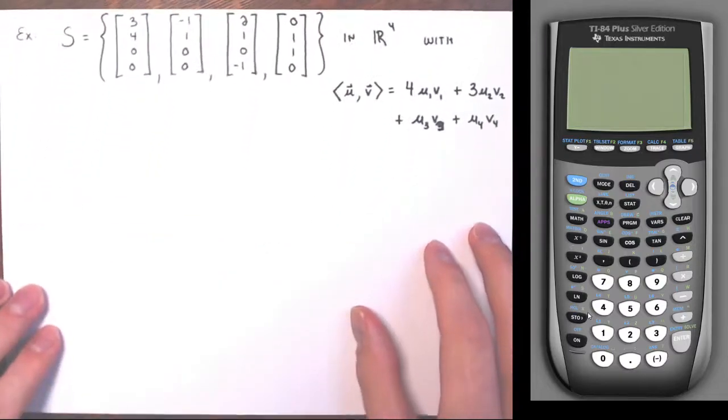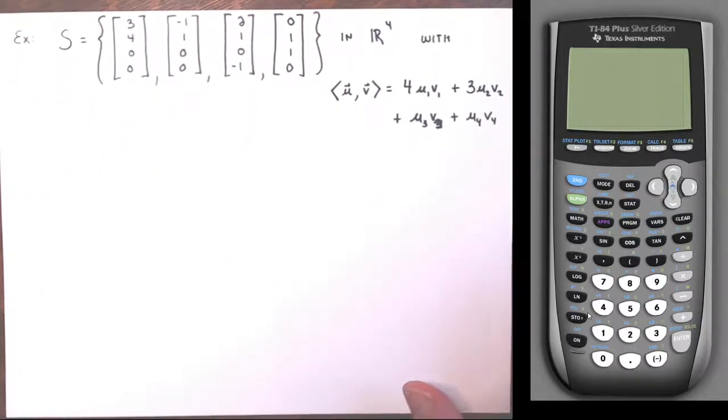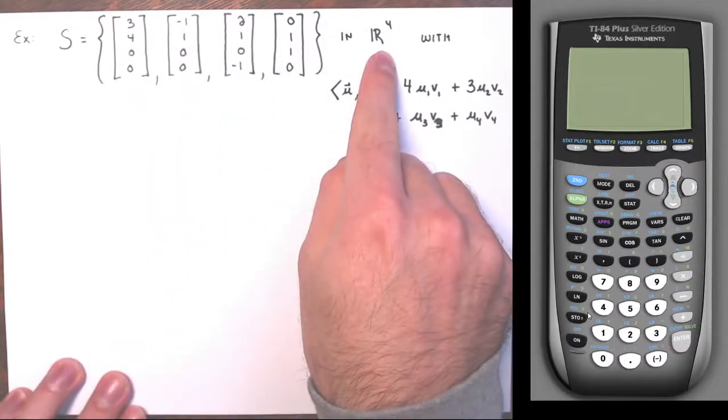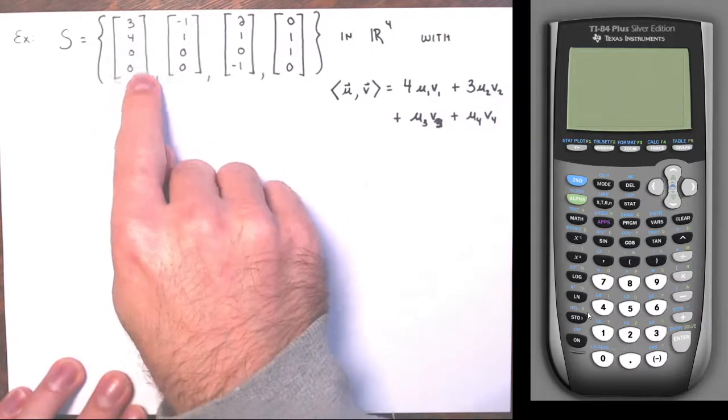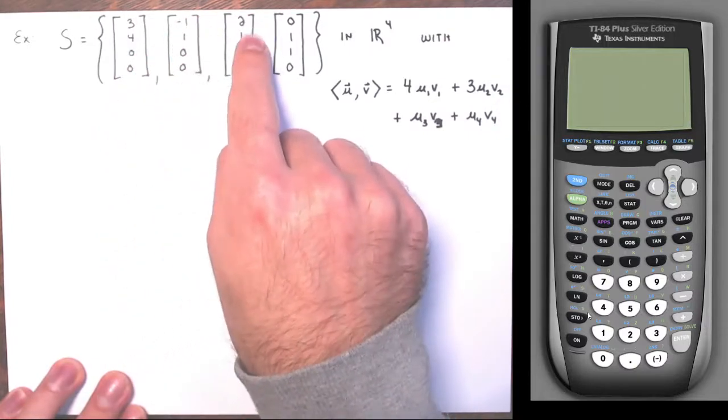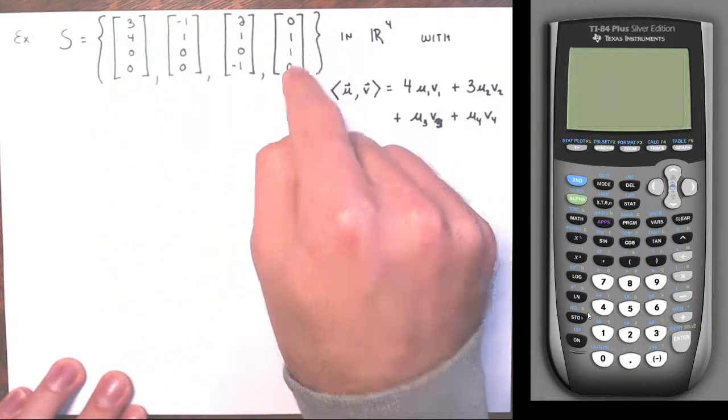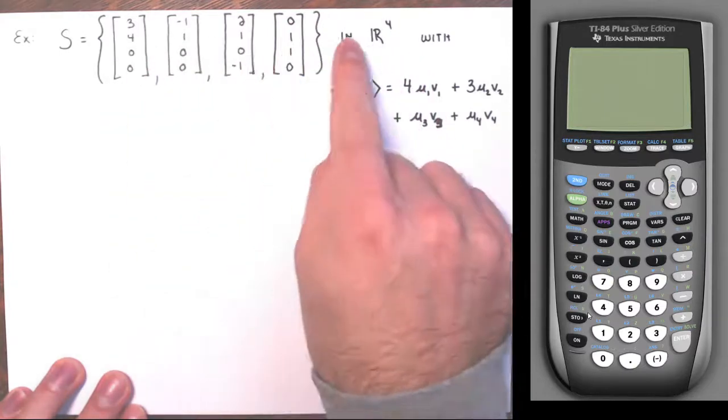All right, my next example, I have a set with 4 vectors. These are vectors from R4. Notice they all have 4 components: 3, 4, 0, 0; negative 1, 1, 0, 0; 2, 1, 0, negative 1; and 0, 1, 1, 0. So this is a set of vectors in R4.